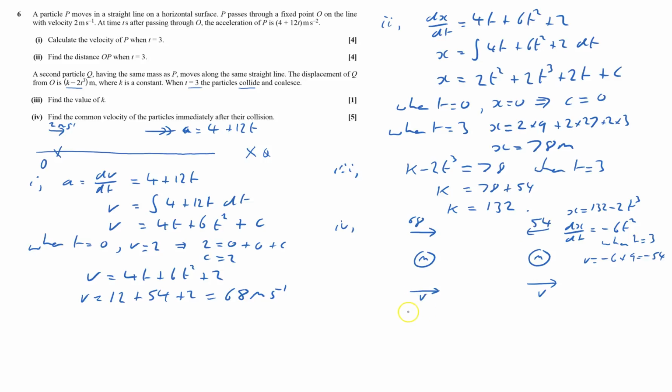Total initial momentum equals total final momentum, and momentum is mass times velocity. So it starts off with mass m times 68, so 68m. And this bit, the velocity is minus 54, so it's to the left, and so it'll be minus 54m equals my final velocity, which will be 2 times mv, because I've got mv here and another mv here. The m's cancel out, and that says that 2v equals 14, and therefore v equals 7 meters per second. And that's question 6 done.